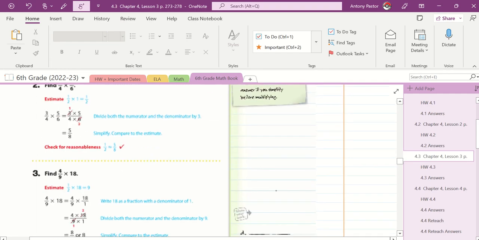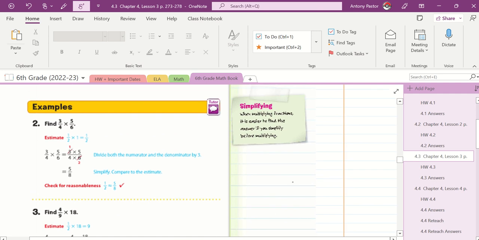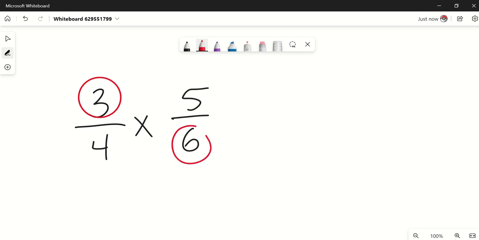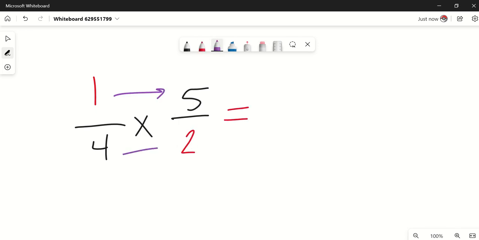So let's go ahead and do these examples. 3/4 times 5/6. The 3 and the 6 have something in common. The 5 and the 4 do not. So I'm going to go ahead and erase that. 3 and 6 both have common factors of 3. 3 divided by 3 will become 1. 6 divided by 3 will become 2. I can now multiply straight across. 1 times 5 will give me 5. 4 times 2 will give me 8. And my answer is 5/8.